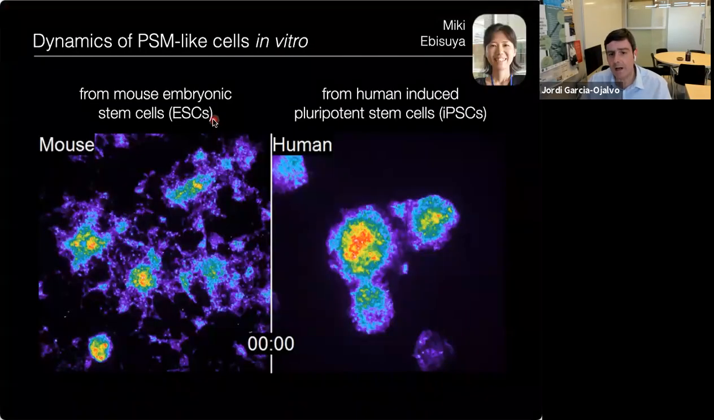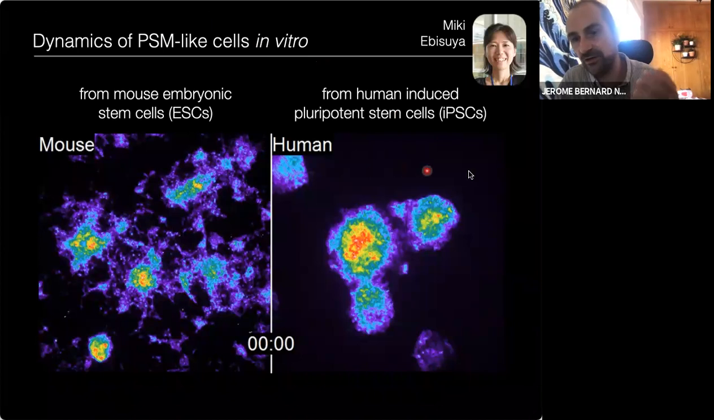Basically, what Miki did in the case of mouse is that she used mouse embryonic stem cells and induced them to become PSM. The protocols are very well established. So if you will, it's a cell line that comes from stem cells. In the case of humans, we are not using embryonic stem cells. We are using induced pluripotent stem cells, which come from adult cells. But again, it's the same thing. Once you have these induced pluripotent stem cells, there is a well-defined protocol that produces PSM cells.